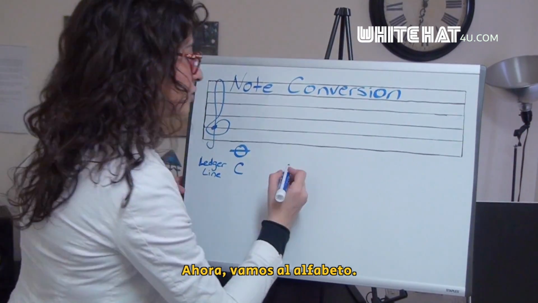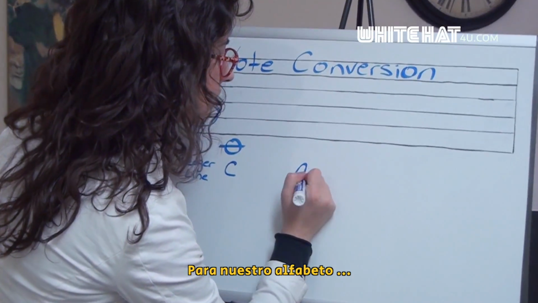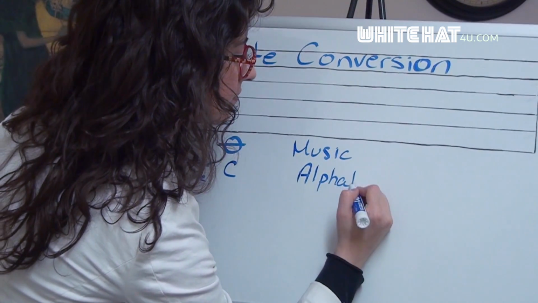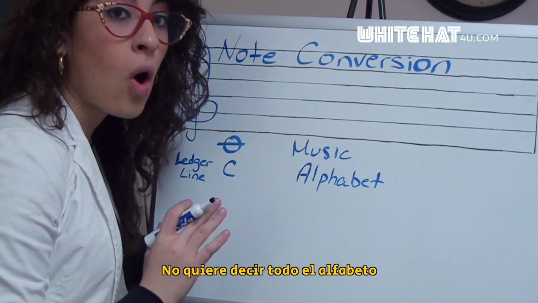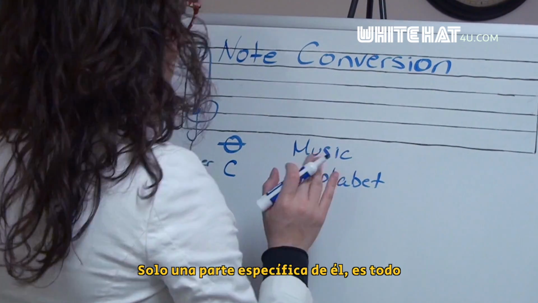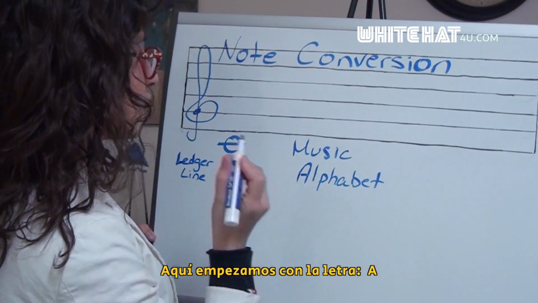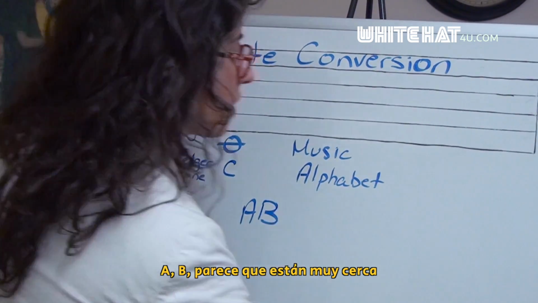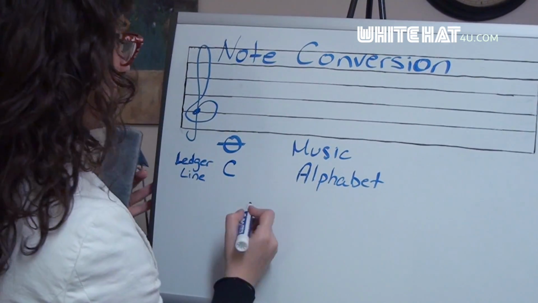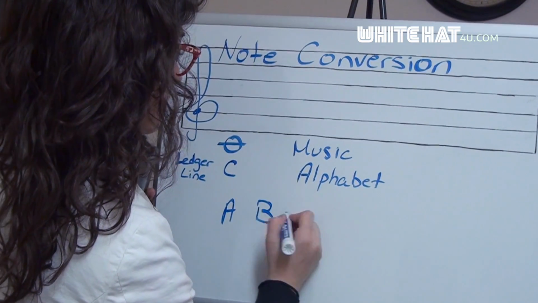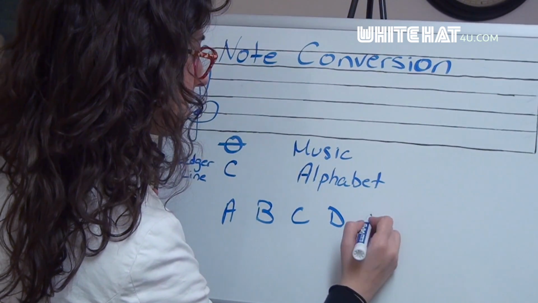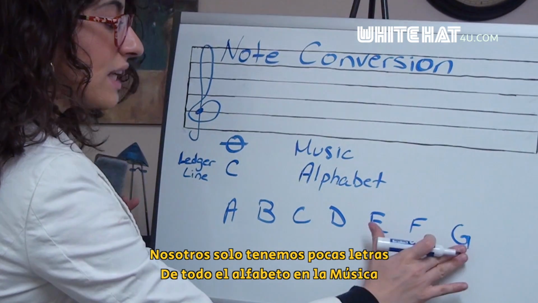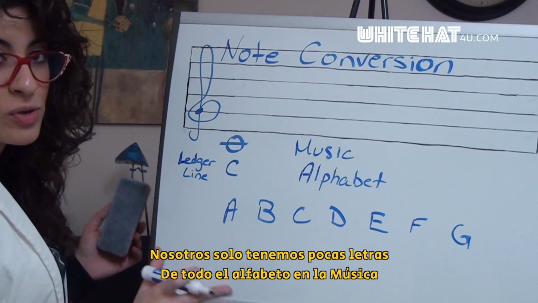Now, let me go to the alphabet. So, well, it's our music alphabet, I should say. It doesn't use all the alphabet. It's just a specific few letters of the alphabet. I'll write it down for you here. So we have, let's start at A. Probably a good place to start, right? A, B, we're gonna need more room than that. Let me start that again. A, B, C, D, E, F, and G. We only have these few letters of our alphabet in music, okay?